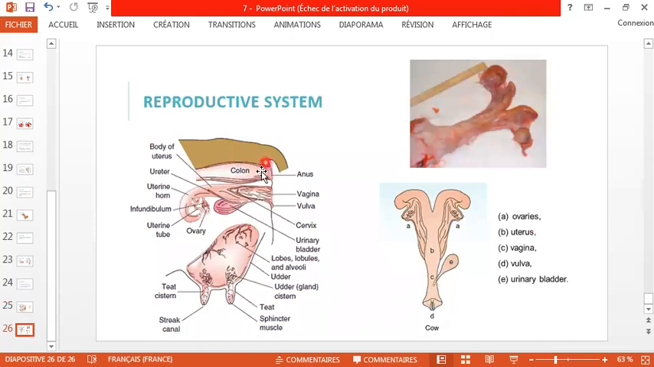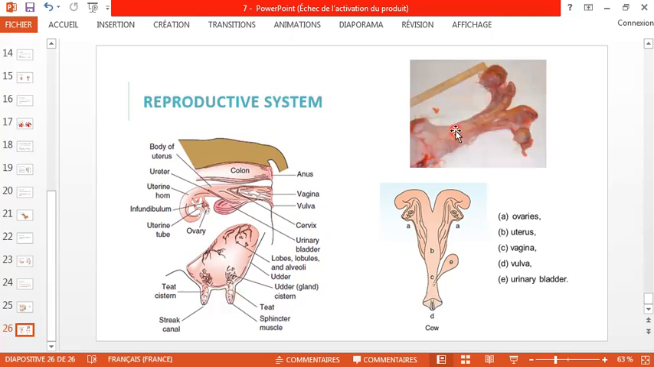Here is the female system, the final portion of the digestive system, and just below it you have the uterus. You have uterine horns, ovary, cervix, le col, inside, and the vagina, the opening of the reproductive system to the outside. And you have the mammary gland, and the teats, ce sont les trayons.